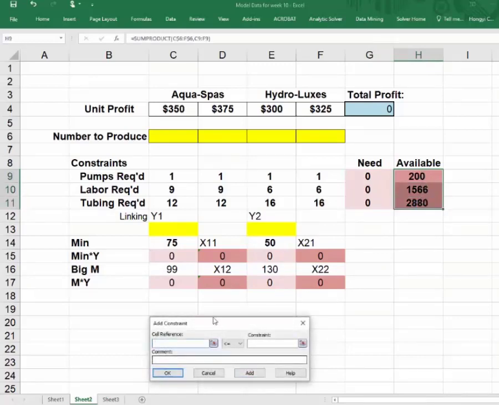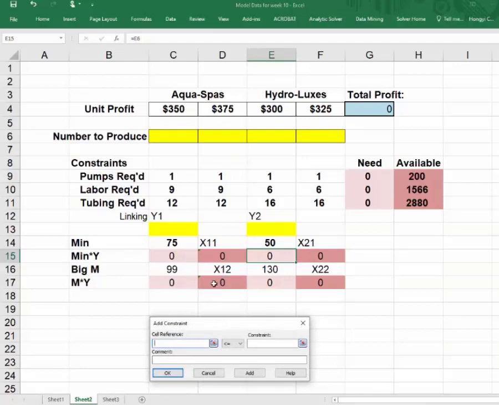And then we'll have to add those linking constraints. For the linking constraints, since we already put the minimum and the big M here, it will be easier to help us remember which direction our sign should be. Okay, so we'll put the first one. The first one is X11 greater than or equal to, because it's a minimum. So it's greater than or equal to the minimum times the Y. And same here. So X12 greater than or equal to this minimum times Y.